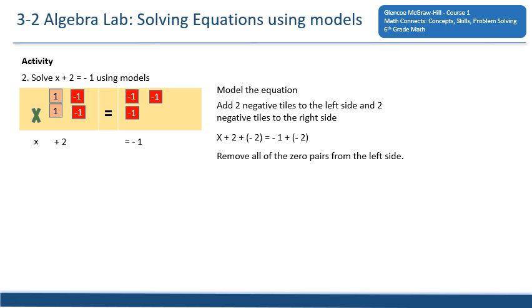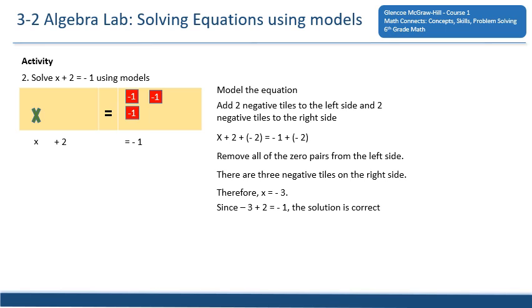And if we remove all the zero pairs from the left side, so there's one gone, and there's another gone. There are 3 negative tiles on the right side, and there's no negative pairs to remove. Therefore, x equals negative 3. Since negative 3 plus 2 equals negative 1, the solution is correct. And all we did there was we substituted the solution of negative 3 in for x, and we got negative 3 plus 2 equals negative 1.